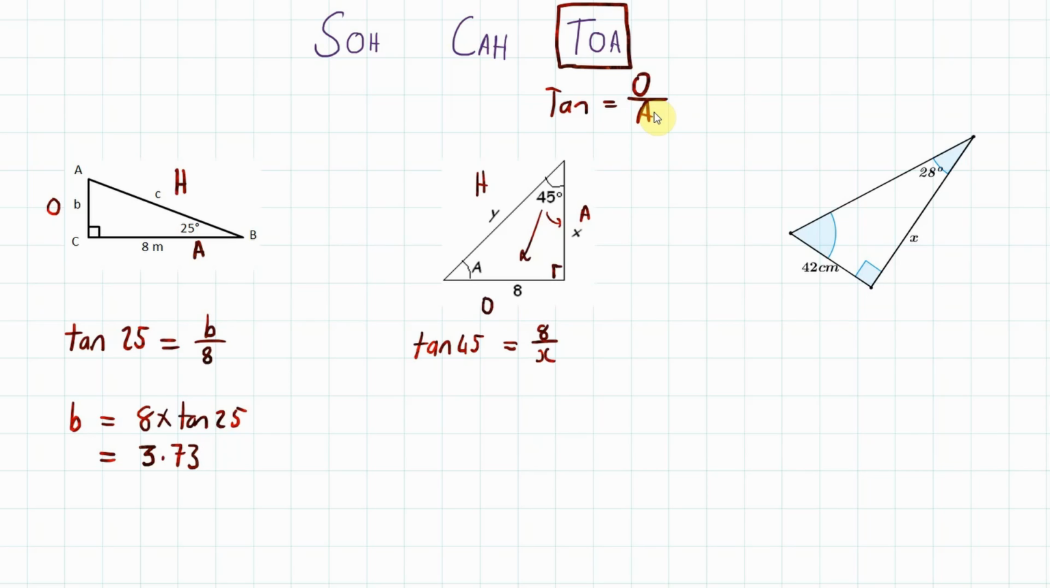Let's rearrange. So we get x times tan 45 equals 8. And now I need to get the x by itself. So to get from here to here, I multiplied both sides by x, because I can't have my x on the bottom there. So next line is x is equal to 8 over tan 45. And you should get x is equal to 1.